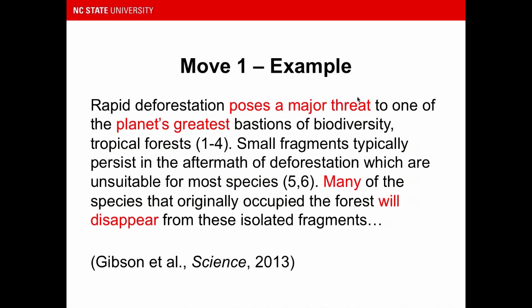So the article begins right off the bat with, "Rapid deforestation poses a major threat to one of the planet's greatest bastions of biodiversity, tropical forests." So, first sentence, right off the bat, they're establishing significance in a couple of ways. They name their topic, deforestation, and then they claim that deforestation poses a major threat. The word major indicates some significance. And if you're in the field, this is something that you would value as being significant for your field to pursue as a course of study.